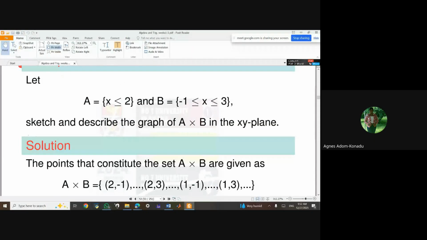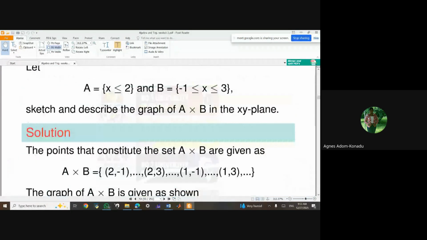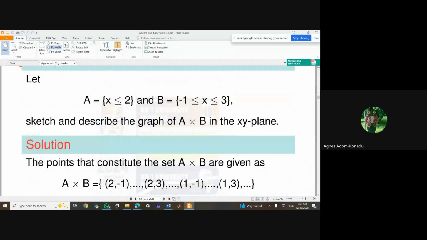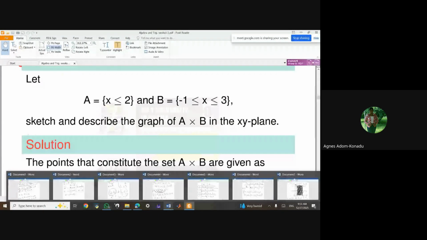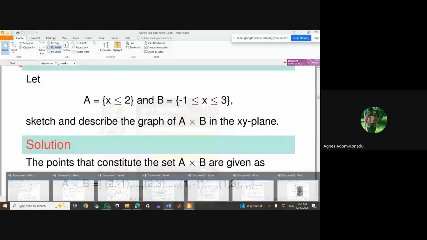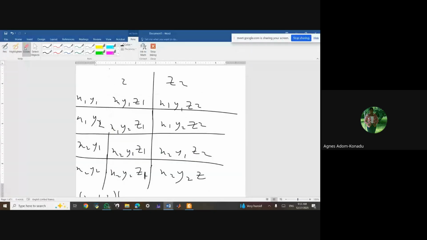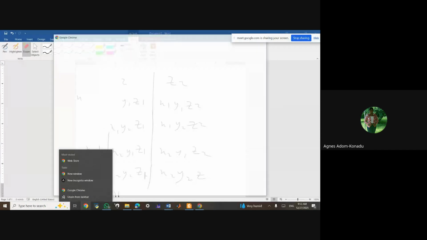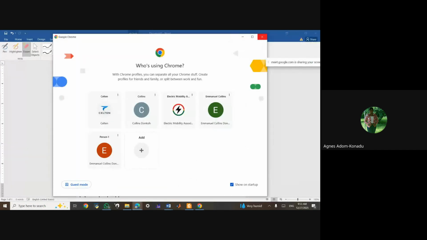So there's another example, A cross B. You go through the same procedure. You know that x is less than or equal to 2. So you can start from infinity and come to 2. And this one is between -1 and 2. So you can just have your graph like this.